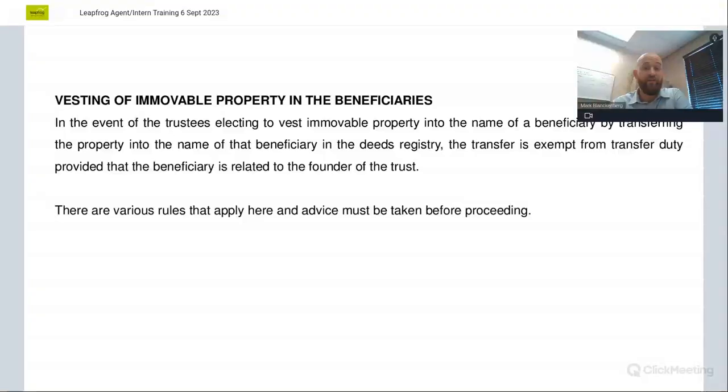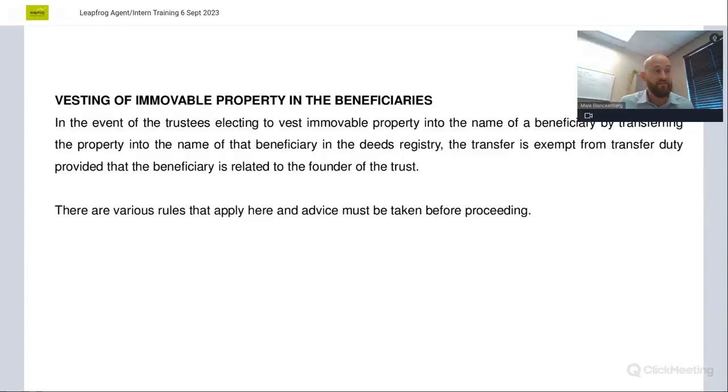As long as the beneficiary is related to the founder of the trust, it's going to be free of transfer duty. Okay, but that is generally speaking the only instance. So if you've formed a trust yourself during your lifetime and now you want to vest some immovable property to your children later, that transfer to the children is not going to be exempt from transfer duty. It's only really in those testamentary trust situations where somebody has passed on and in their will they've created the trust. That's when it's going to be exempt from transfer duty.